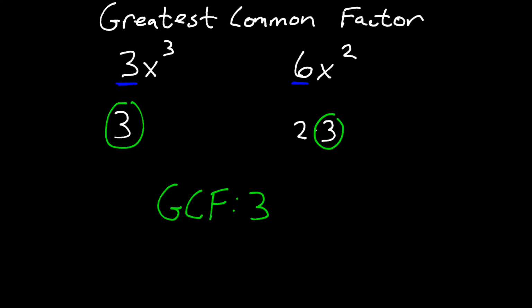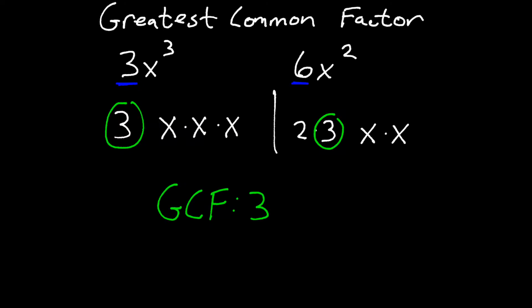But that's not the answer anyway. We're not done. And the reason for that is I have these variables here. And these variables need to be written out without the exponent. So instead of x to the third, I'm going to write it as x times x times x. And over here, x squared is going to be x times x.